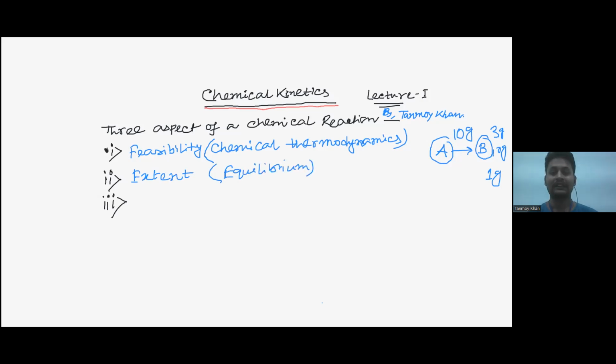But let me tell you, these two are not something different, because these two are the same. Because if you know about the equilibrium constant, that is K, it is always related to delta G, that is purely thermodynamic. So both of these things are actually determined by thermodynamics.